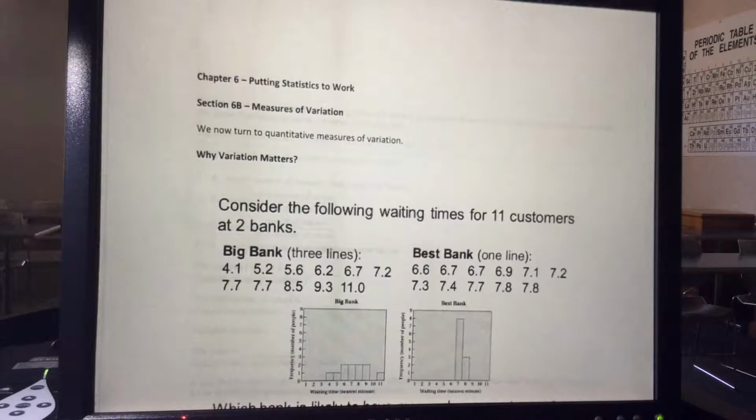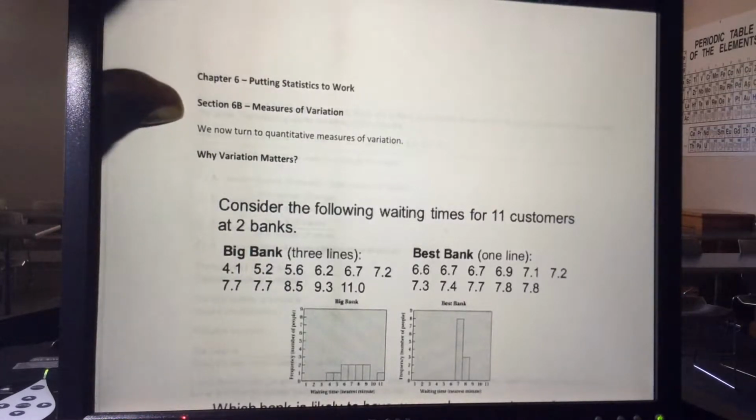Alright, in this video we're going to be talking about section 6b, measures of variation. In the last video we looked at measures of center, mainly the mean, median, and mode of a set of data. Now we're going to turn to quantitative measures of variation. Okay, so why does variation matter?